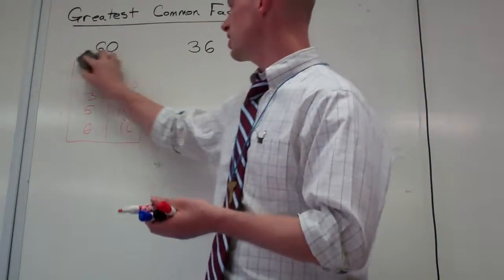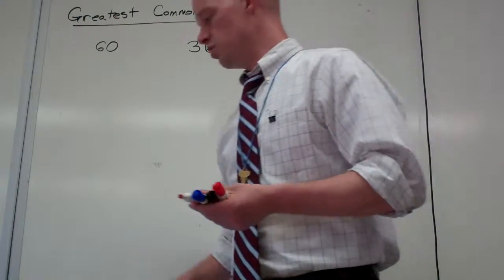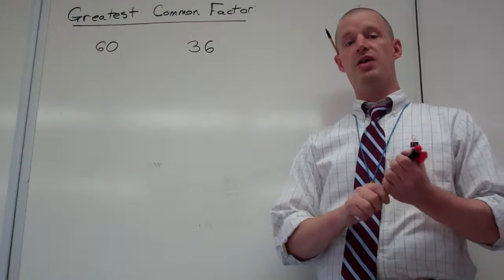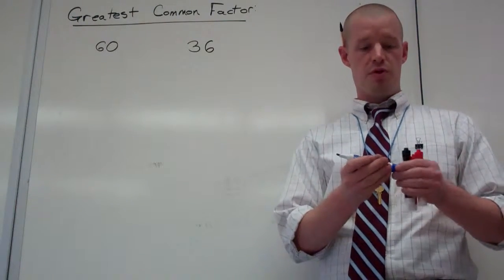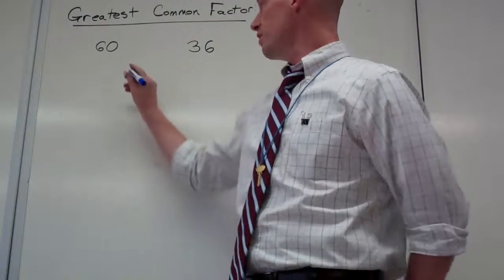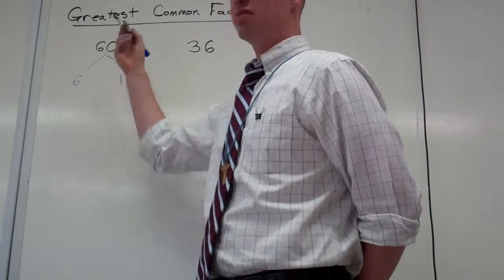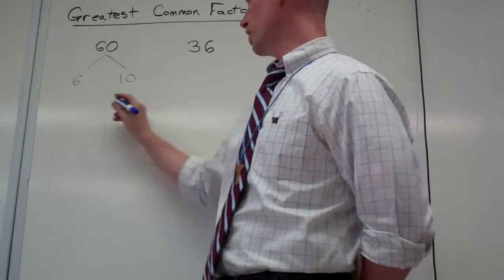For some numbers, this gets a little tedious, which is why I like the prime factorization method. For that, we just find the prime factorization of each number, and we multiply all the common factors together. For 60, I can go 6 and 10, just because it's divisible by 10. I'm going to make that real quick and easy.